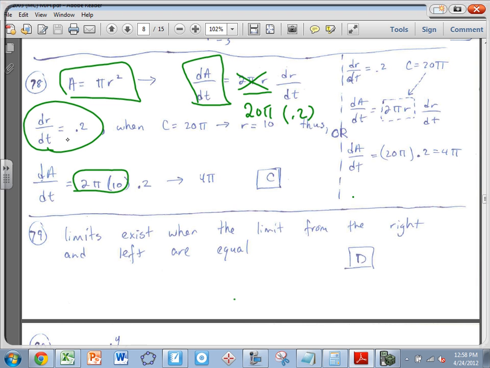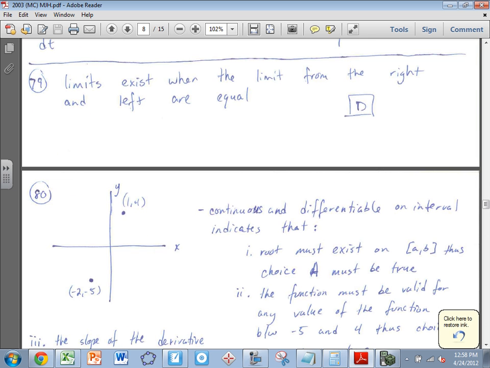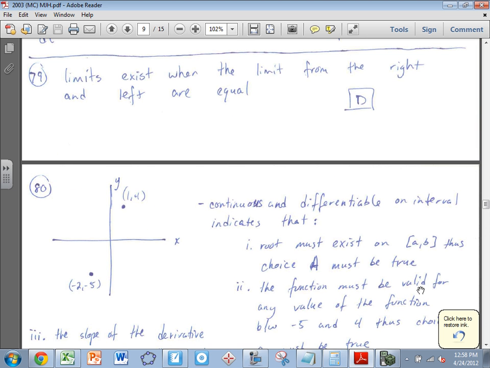All right, 79. 79 asks us, for which of the following does the limit exist as x approaches 4? Okay, as x approaches 4. I simply just wrote limits exist when the limit from the right and the limit from the left are equal. Look at the first one. They are both equal. They're both going toward the same location. They're going to the same target. Look at the second graph. They're both going to that same target, that open circle.